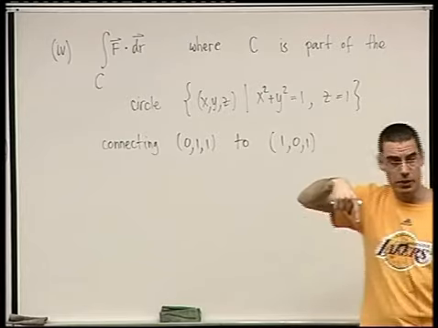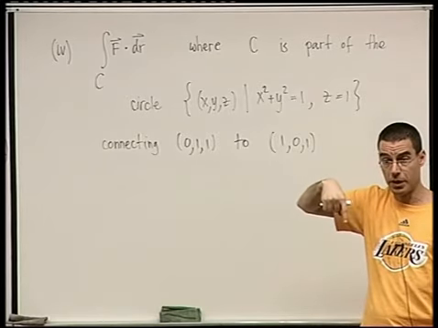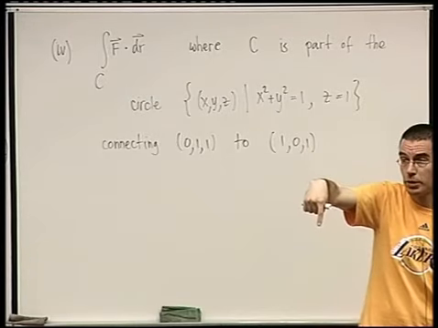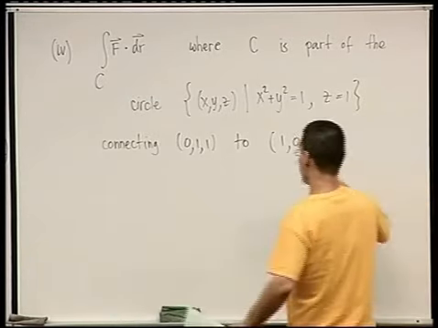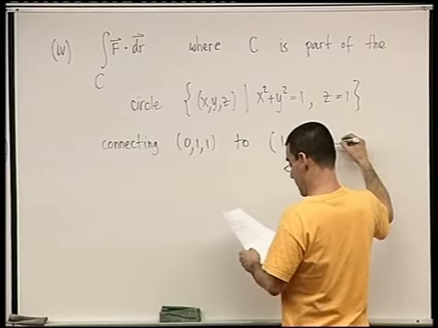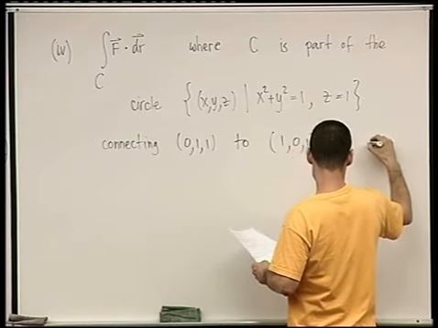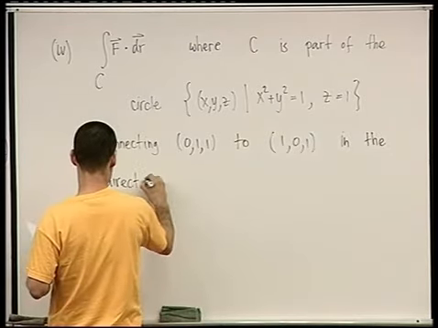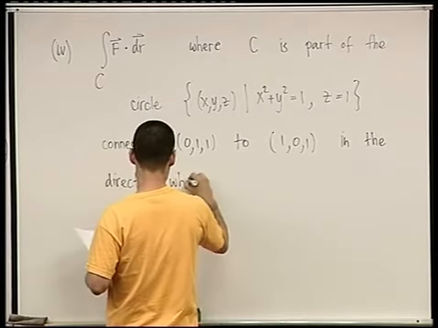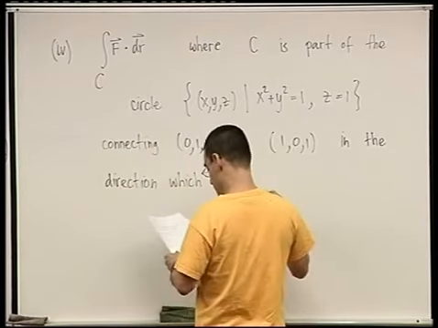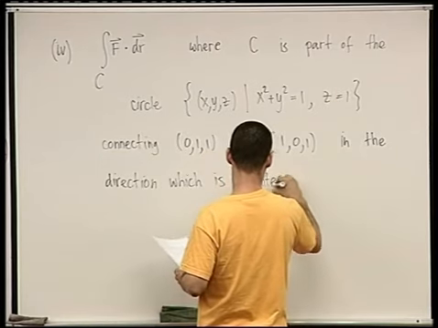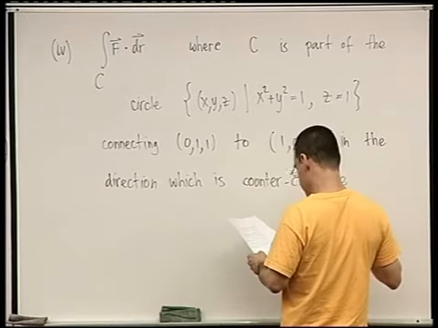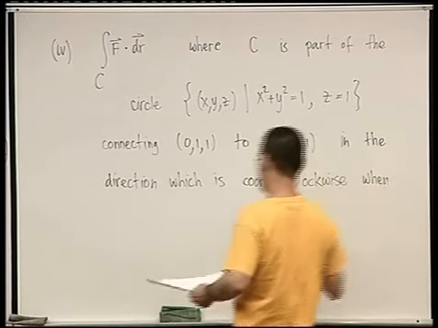It's on this circle, so all that remains is to say in which direction I'm going. Because I can go like this from one point to another on the circle, or I can go like this from one point to another on the circle, right? So connecting these 2 points in the direction which is counterclockwise, when viewed from above.